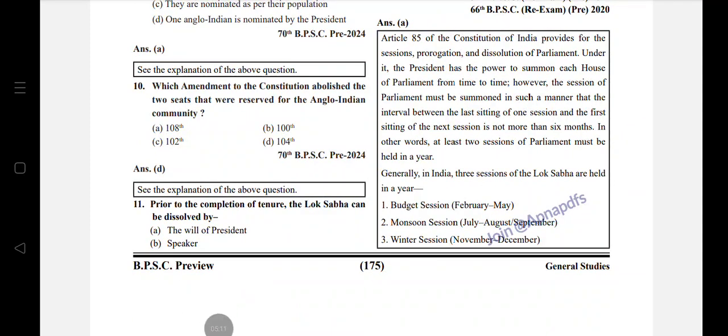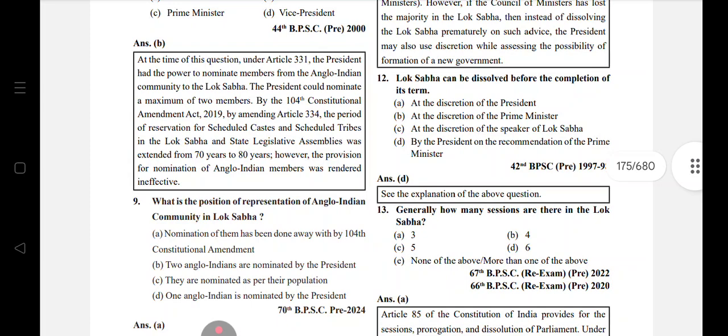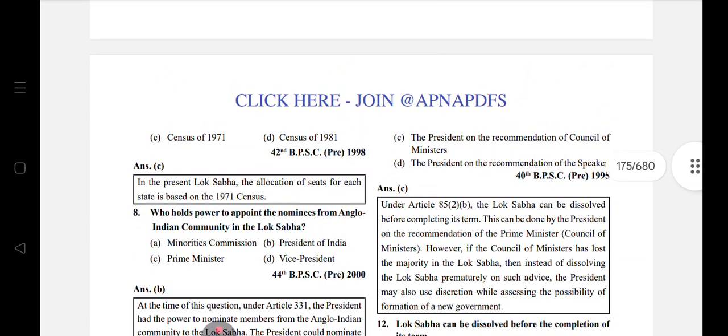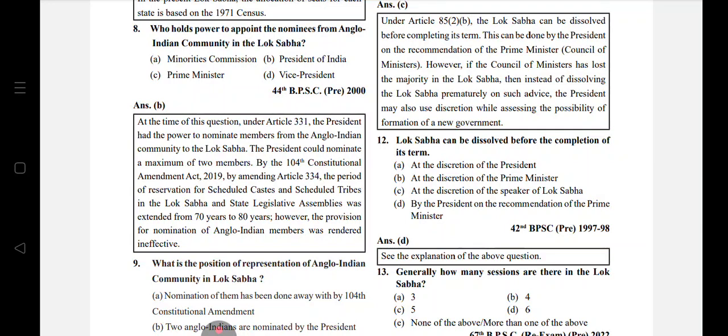The amendment abolished the 2 reserved seats. Prior to the completion of its tenure, Lok Sabha can be dissolved by the Speaker, or by the President on the recommendation of the Council of Ministers. Lok Sabha can be dissolved before the completion of its term by the President on the recommendation of the Prime Minister.